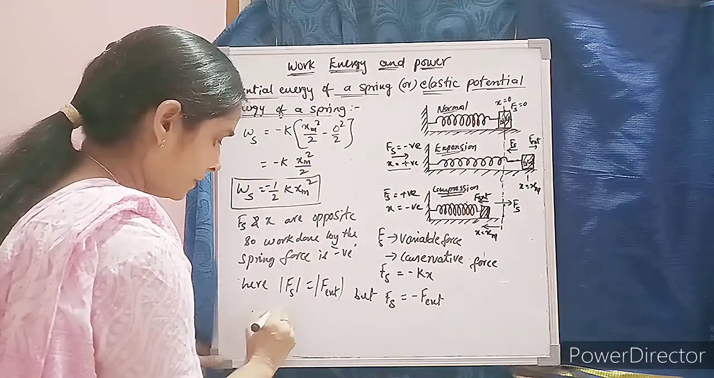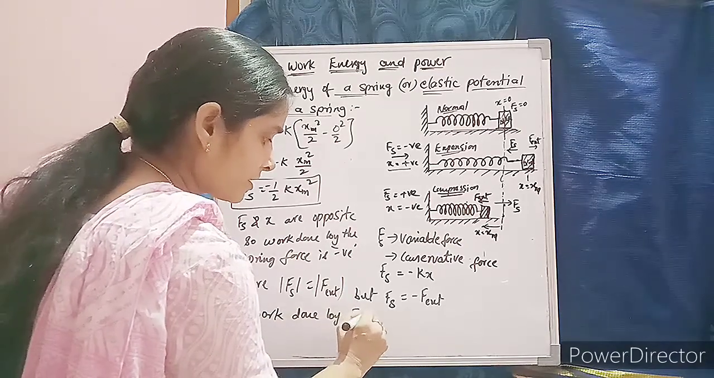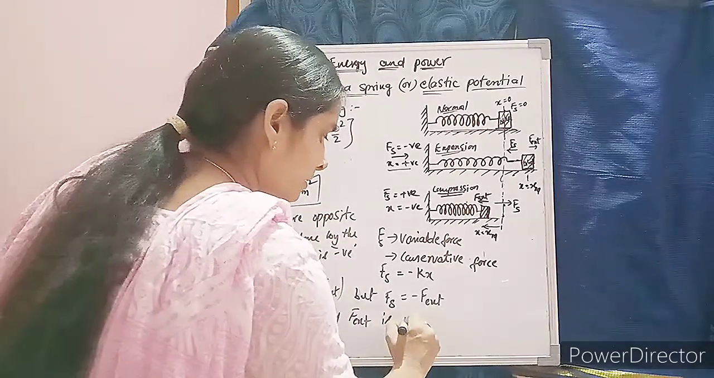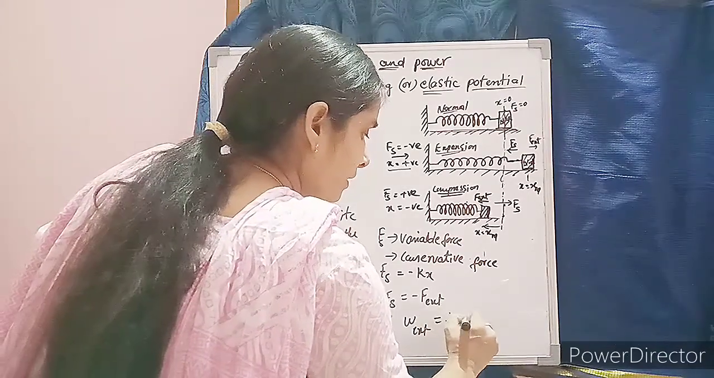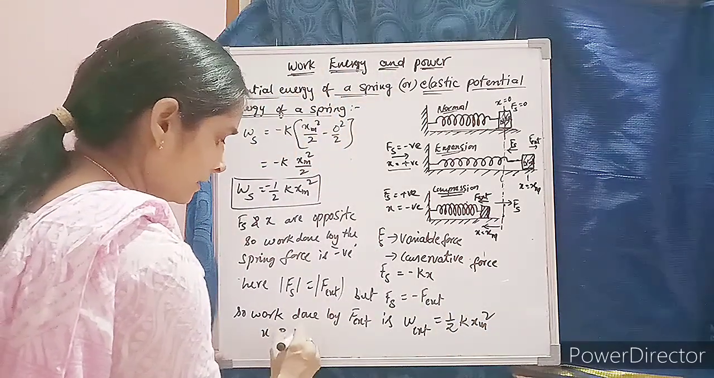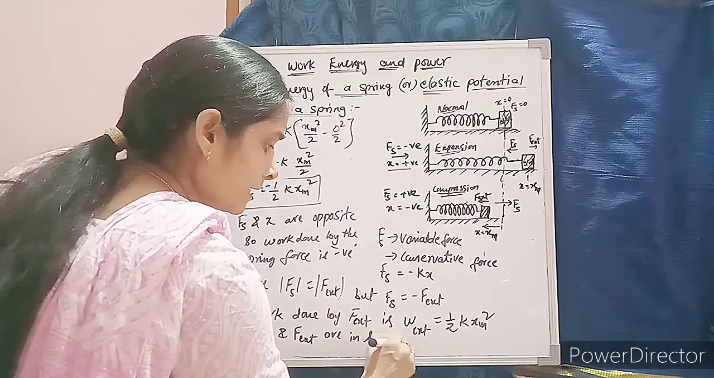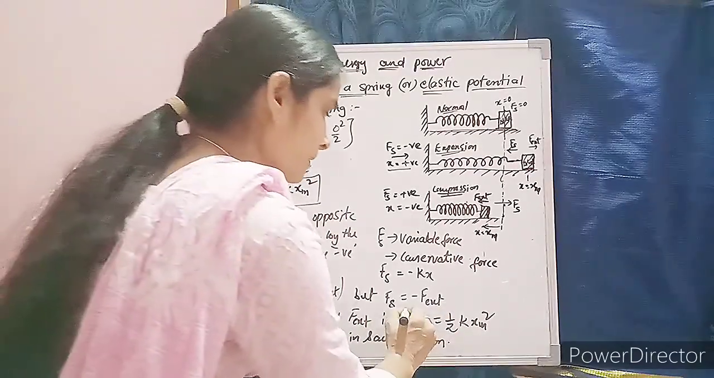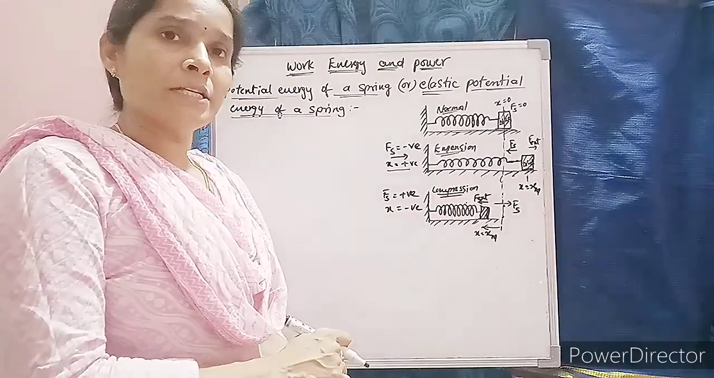So the work done by F external becomes positive. The work done by the external force is equal to 1 by 2 k xm square. Why? Because x and F external are in the same direction. So this is the work done by the external force.